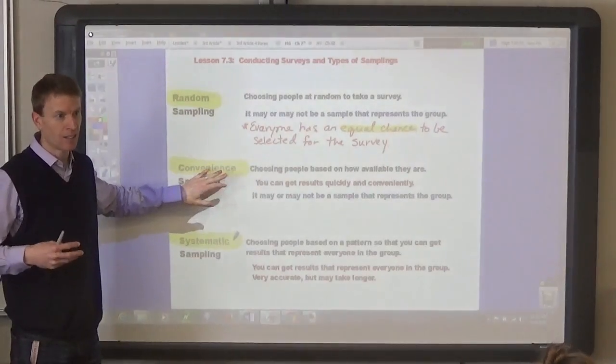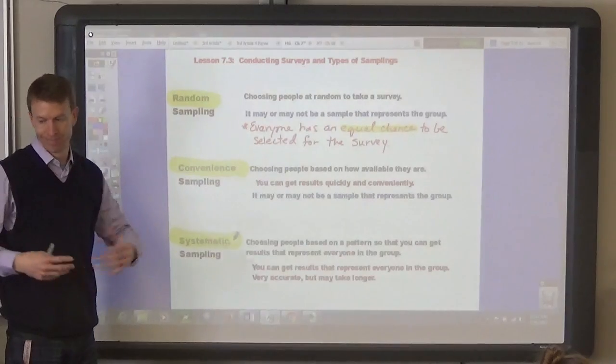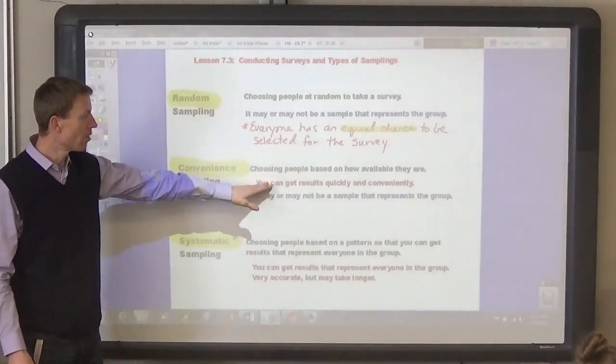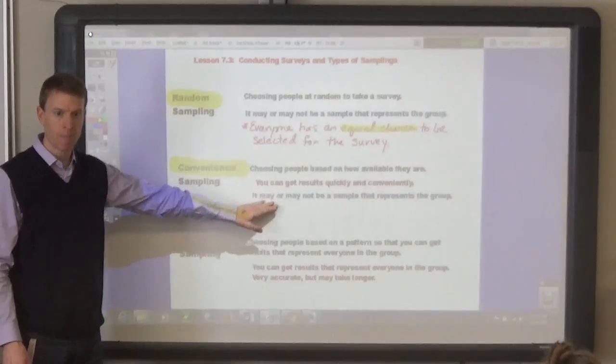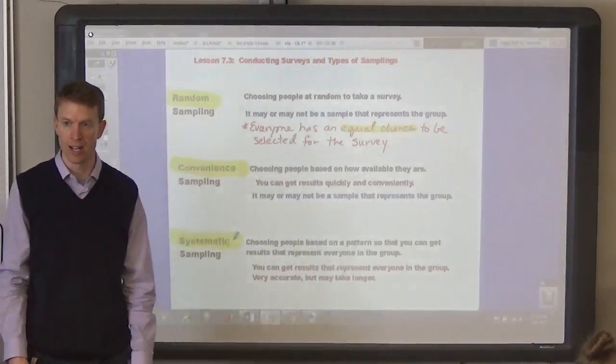Whatever happens, happens in a convenience sample. All right? You ask the first 10 people that walk up to you, and if they happen to be all from the same grade, then you go with it. Okay? You can get results quickly, but they may not be the best way. They may not represent the group that you're trying to ask.